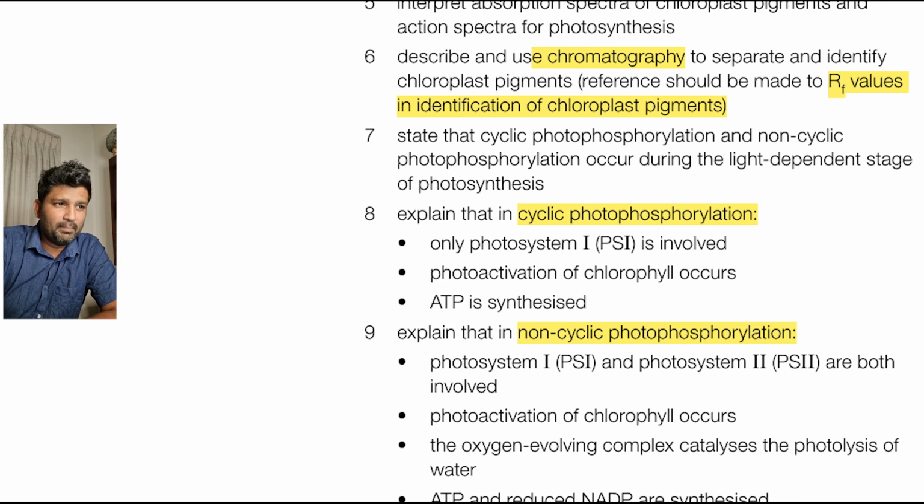Then again, coming back to cyclic and non-cyclic photophosphorylation, you should ask yourself, why would there be a cyclic photophosphorylation when non-cyclic photophosphorylation could also happen? So you might want to research a little bit: when would the plant shift between non-cyclic and cyclic photophosphorylation, just in case this does come as an extended question to you.